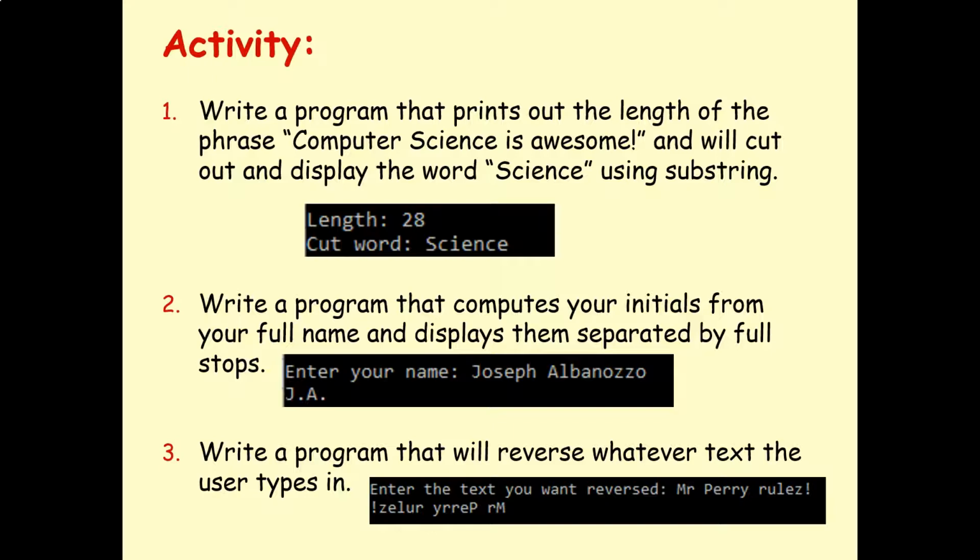The second one is to write a program that computes your initials from your full name and displays them separated by full stops. So, for example, my name is Stephen Perry, so it would come up as S.P. And then write a program that will reverse whatever text the user types in. Have a go at all those, and when you're ready, I will take you through the solutions.